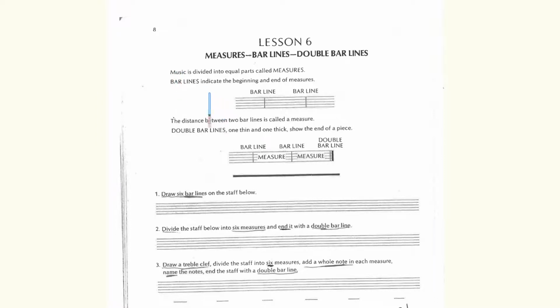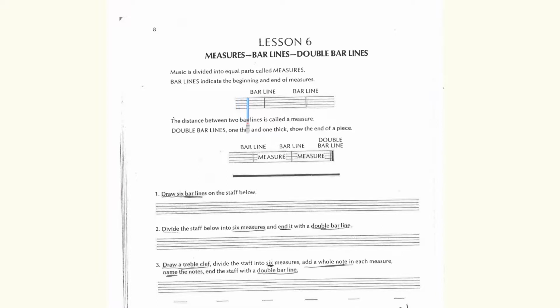So music is divided into measures. So here's a measure, and then it's separated by these bar lines. Music is divided into equal parts called measures. Bar lines indicate the beginning and end of measures.